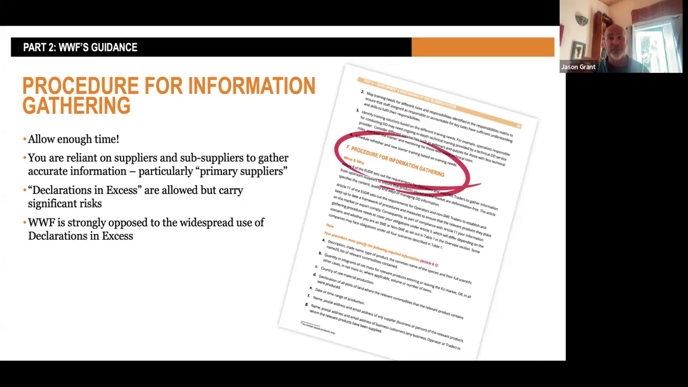Declarations in excess. This is a really important part of it. Of course, the intention of the regulation is for that list of plots that's submitted to be as exact as possible. But we certainly know in the forest products industry, and it's true in rubber and palm and cocoa and these other commodities as well, there's often a lot of mixing in the supply chain.